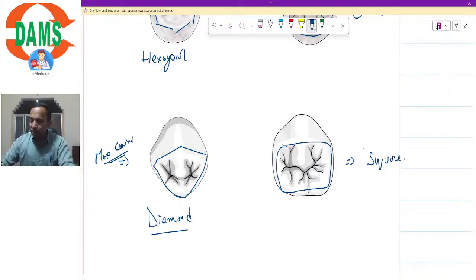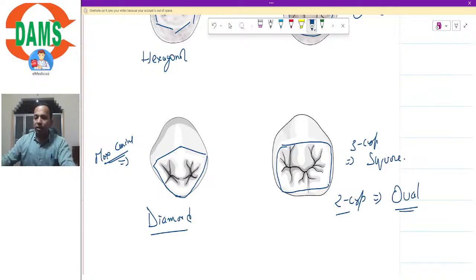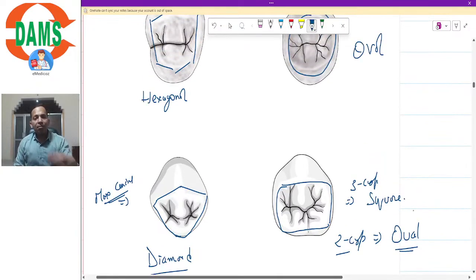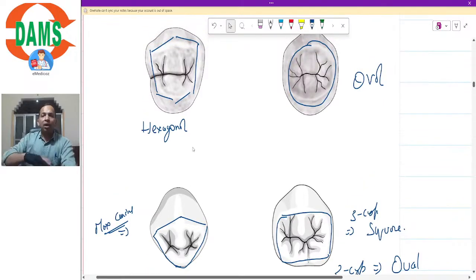If it is a two cusp type, then again, just like the maxillary second premolar, it would be classified as oval, right? If it is three cusp type, it is square. So mandibular first premolar, diamond; maxillary first premolar, hexagonal; maxillary second premolar, oval; and mandibular second premolar, if it is two cusp type, oval; if it is three cusp type, then it is square shaped, right? So this was about the occlusal anatomy.